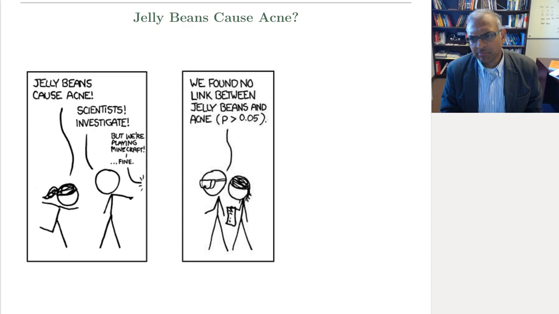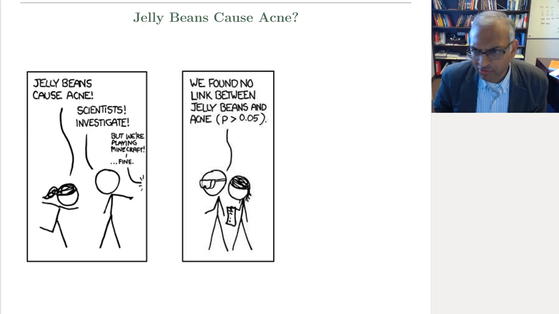How certain are you that your conclusion is correct? They say, well, 99.5%. So there's a 0.5% chance at best that I'm wrong. Or maybe I'm 95% certain, so there's a 5% chance that I'm wrong. But then the girl says, whoa, maybe it's not jelly beans, but it's jelly beans of a specific color that cause acne. Okay, so back to the drawing board for the scientists.